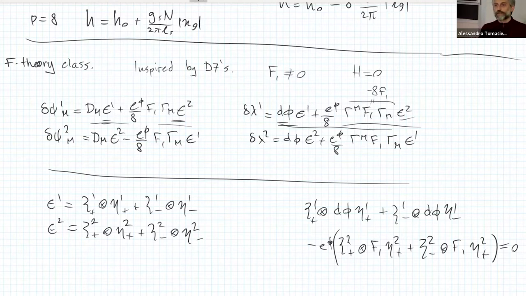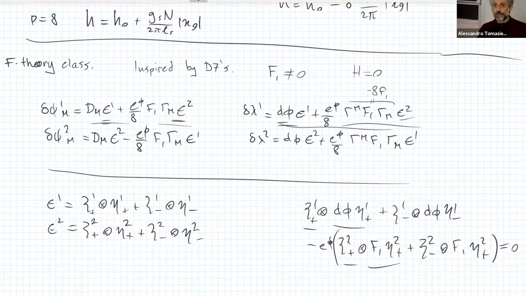But now this factorization won't work because I have a zeta one and a zeta two here. How can I possibly take them away? If I have a zeta one and zeta two independent, then I should conclude separately that this is zero and that this is zero.